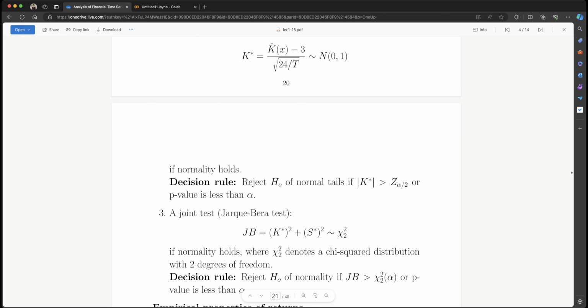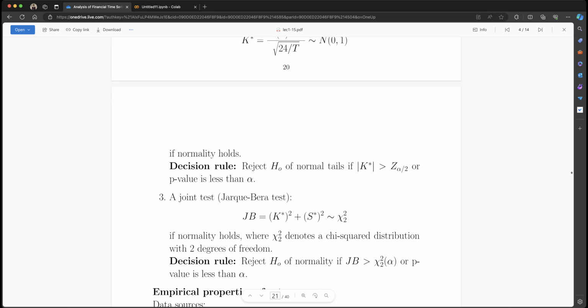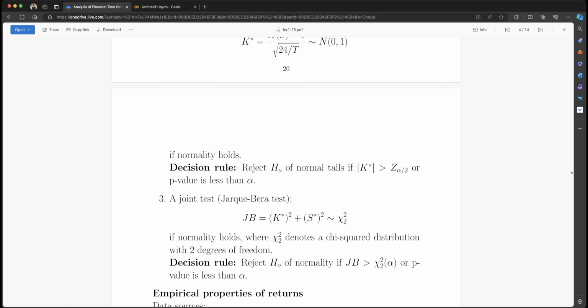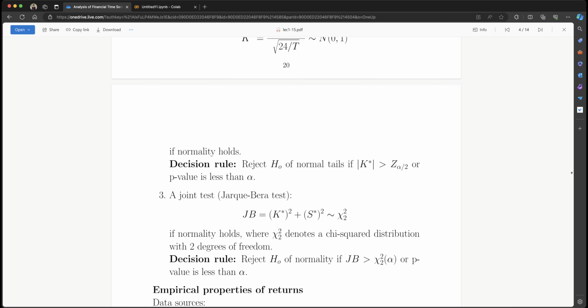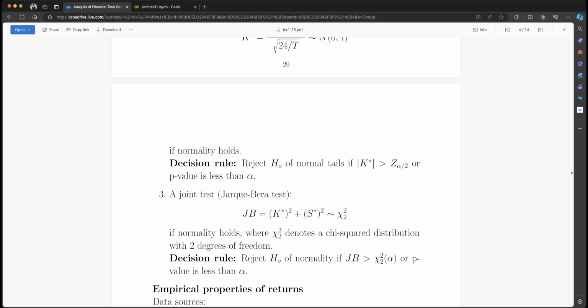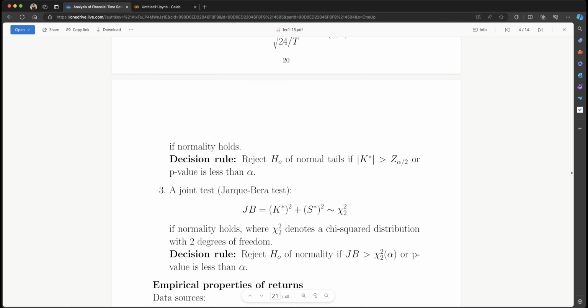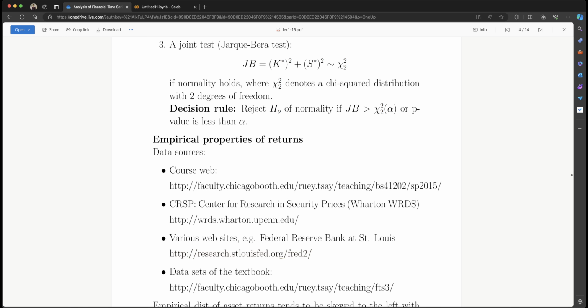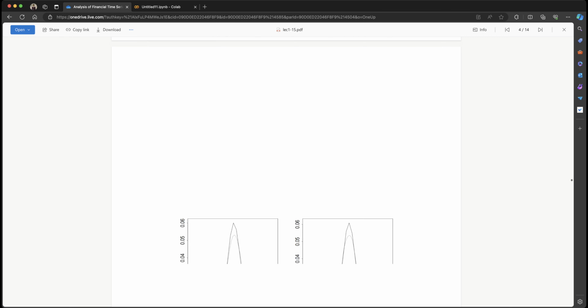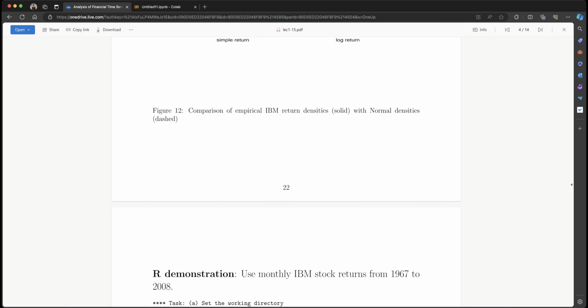Let chi-squared with 2 degrees of freedom denote the chi-square distribution with 2 degrees of freedom. Then the decision rule becomes: we can reject the null hypothesis of normality if JB is too large, because it's squared, or if the p-value is less than alpha, which means it is very unlikely to occur. The empirical property part demonstrates data analysis. We can skip this one.